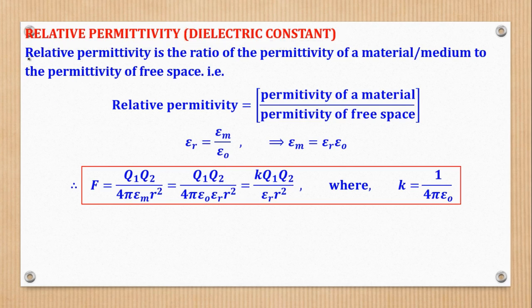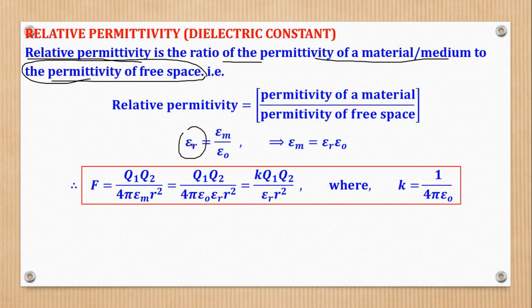Now what is it? Relative permittivity is the ratio of permittivity of a material or medium to the permittivity of free space. Remember, this permittivity of free space is a constant. Therefore, that means that relative permittivity, which is epsilon r, is equal to epsilon m, which is permittivity of a material, over epsilon naught, which is permittivity of free space. What does that mean? It means that always, or in most cases, they will give you the relative permittivity, and it will be you to get the permittivity of that medium.